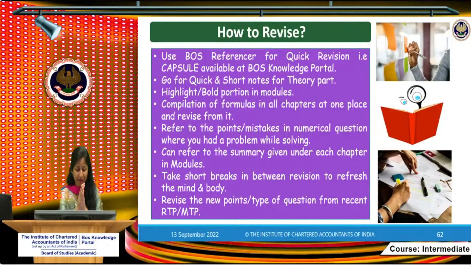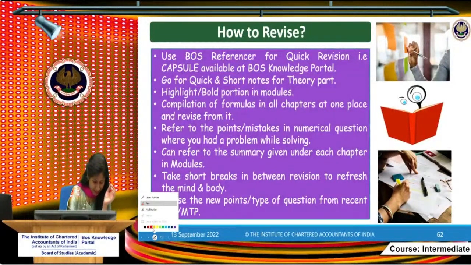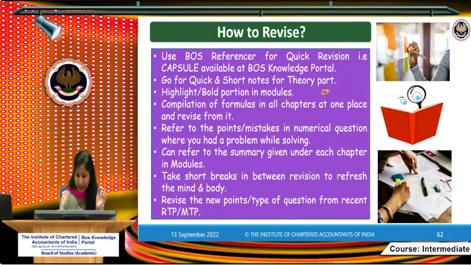Even after watching the sessions, if you have any query, you can always ask through email. Sir had already given you the email ID. It is cma-inter@icai.in. You can always send us your query.